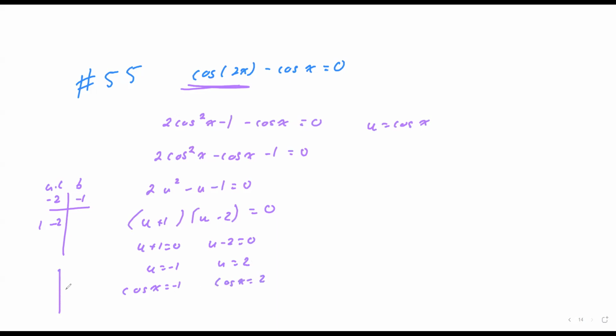Cosine equals negative 1 right here, so x equals pi. Cosine doesn't equal 2. So here my only answer would be at pi. Fascinating. That is not what they got.